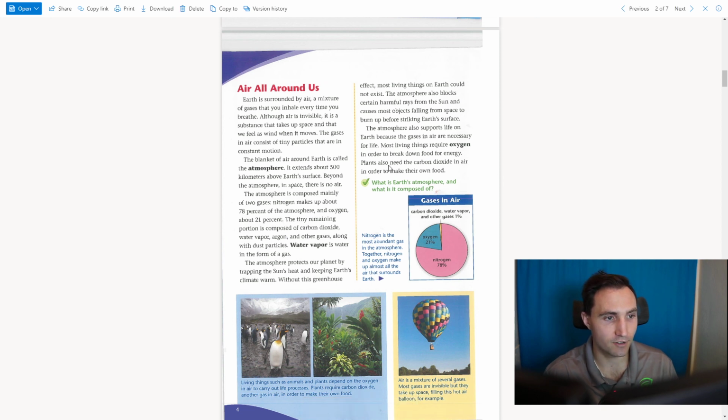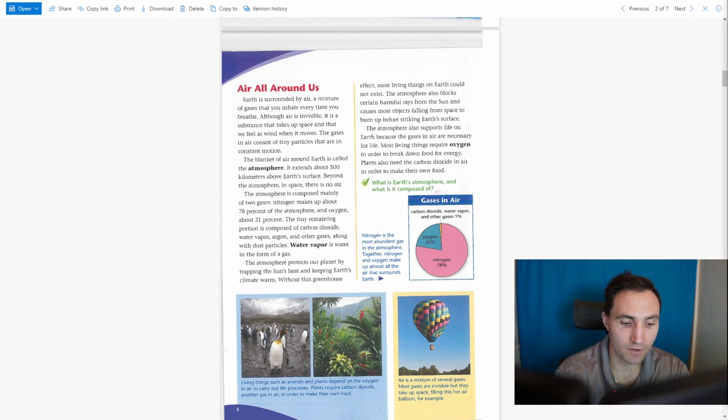Okay, and here is your first checkpoint, which is: what is Earth's atmosphere and what is it composed of? So we learned that it's composed of 2 main gases.